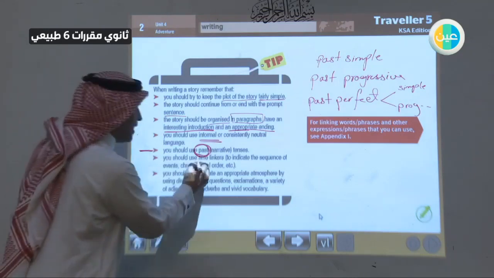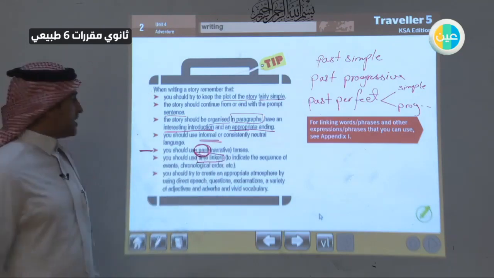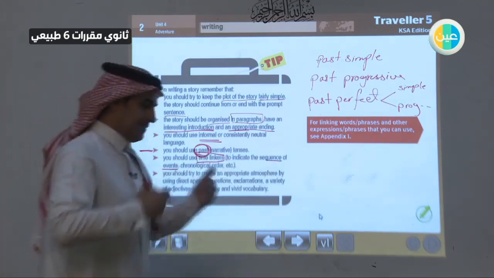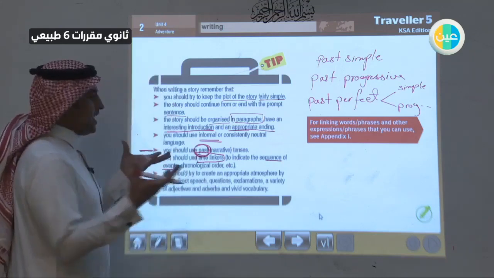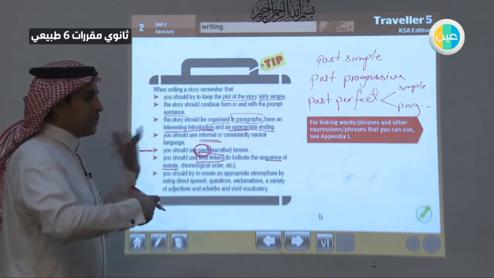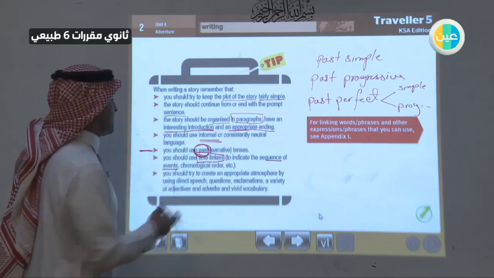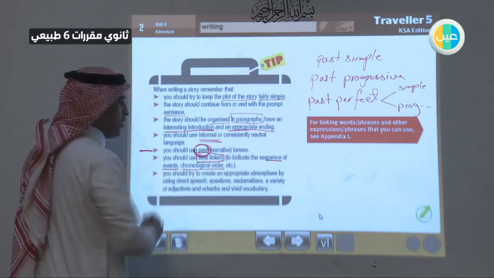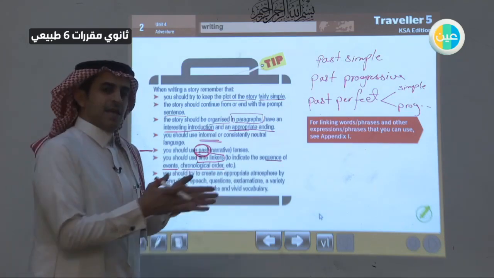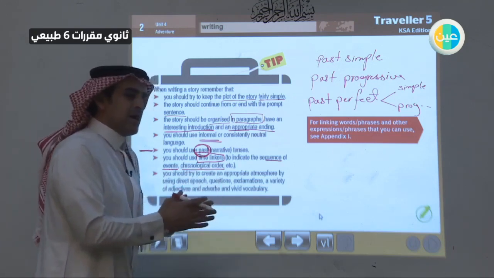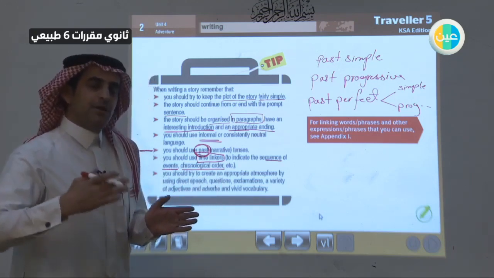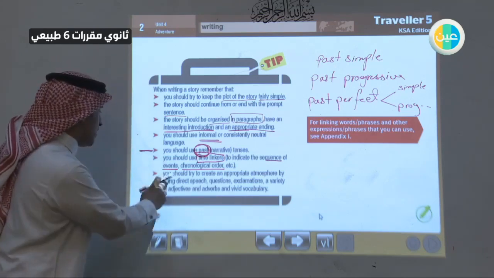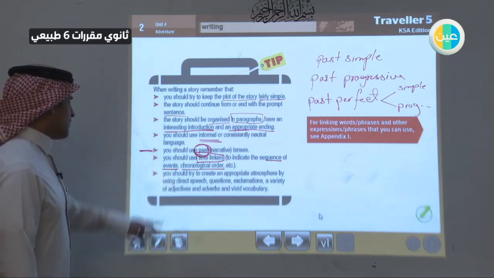You should use time linkers. Time linkers are very important to indicate the sequence of events. What happened after that? They can combine two sentences to give you the time of the action and the sequence of events. Also, chronological order. The actions that happen in the morning come before the actions that happen in the afternoon, and also before the actions that happen at night.